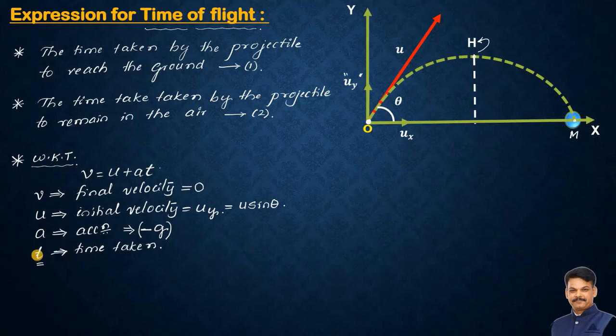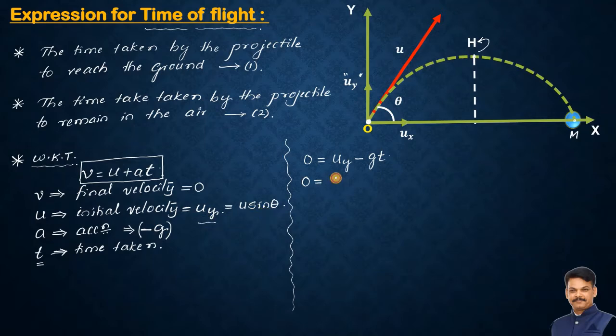Now, if all these changes are made in the equation of motion, what we have taken, that is V is equal to U plus AT, then what changes will occur? Yes, see here dear students, final velocity is 0, then U is nothing but Uy, minus A is g into t. Or the same thing is written as, see, Uy is nothing but U sin theta, therefore it is U sin theta minus g into t.